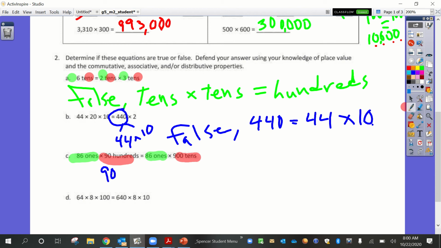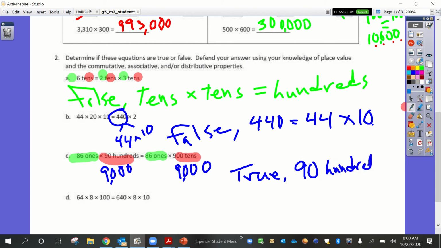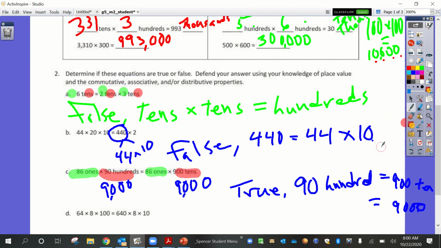So 90 hundreds. Hundreds actually has 2 zeros, right? 1, 2. Now 900 tens, 900 with 1 zero. Yeah, that makes sense. This is true because 90 hundreds is equal to 900 tens. And I'll just say that's equal to 9,000. Whoa, what happened to my work? Oh, man. That looks so bad. Oh, there it is. So 90 hundreds equals 900 tens, which equals 9,000.